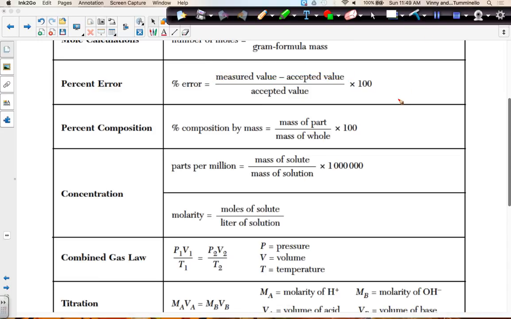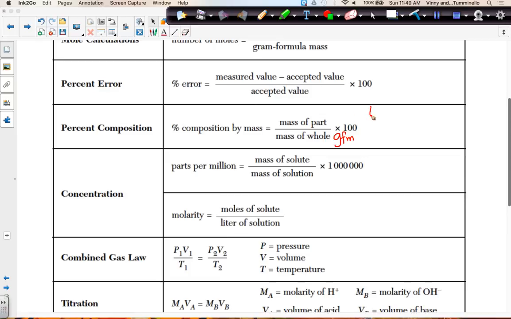We're up to percent composition. We're talking about percent composition by mass. Usually this is the mass of the part on top, and the mass of the whole on the bottom is usually the gram formula mass. This is the one where we find the percent composition by mass of a certain substance in a formula.